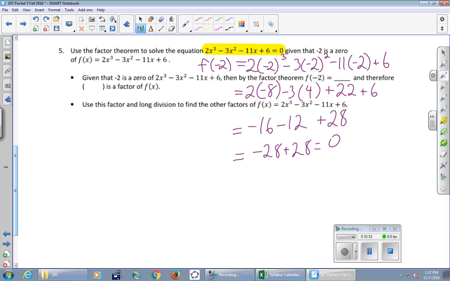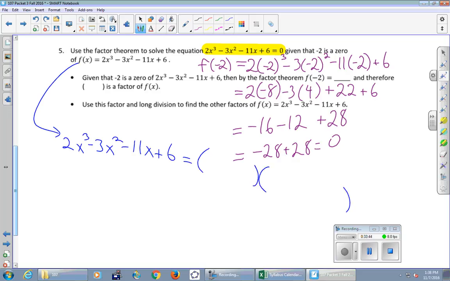I'm going to rewrite this guy here: 2x cubed minus 3x squared minus 11x plus 6. What we were just handed was that negative 2 is a 0, right? Which means what is a factor? x plus 2, yeah? Anytime you've got a 0, x minus that thing has to be a factor. So x plus 2, I've been writing it as x minus negative 2, but we can just put x plus 2 has to be a factor.